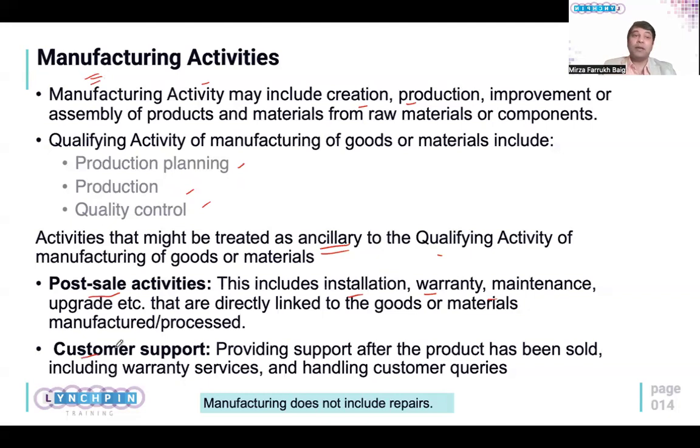But just take an example: if I am giving installation services as a standalone service, then in that case it won't be a qualifying activity. And a very important point here is that manufacturing does not include the repair service. So once goods are sold, repair being done and charged separately would not be considered a manufacturing activity.